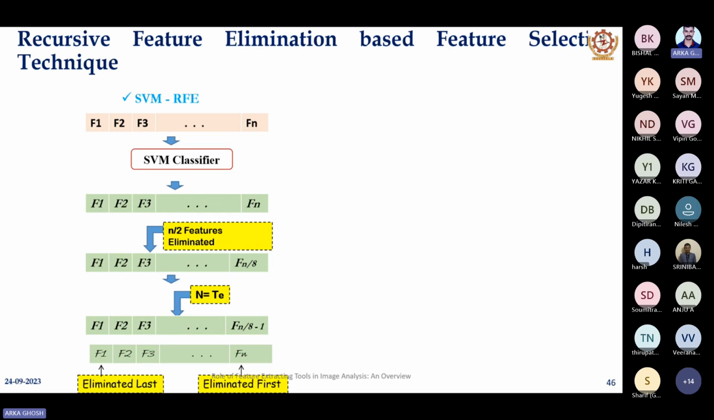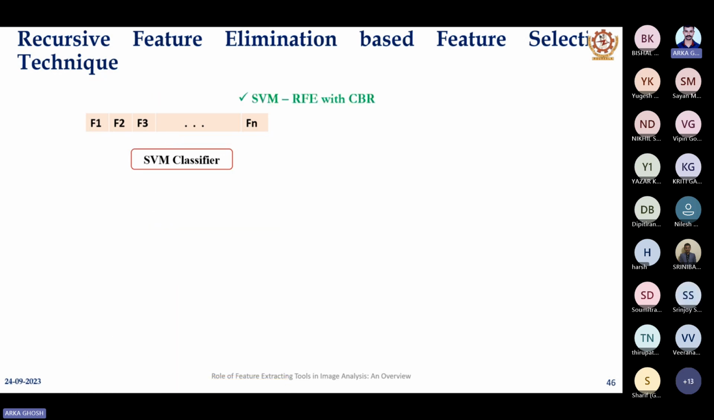But the problem is that when we are eliminating half of those features, we may eliminate some important features, right? So here comes another technique called SVM RFE with correlation bias reduction. That means we should be aware that we are not eliminating important features, because they have some correlation with some other features, right? So let us reduce that bias.